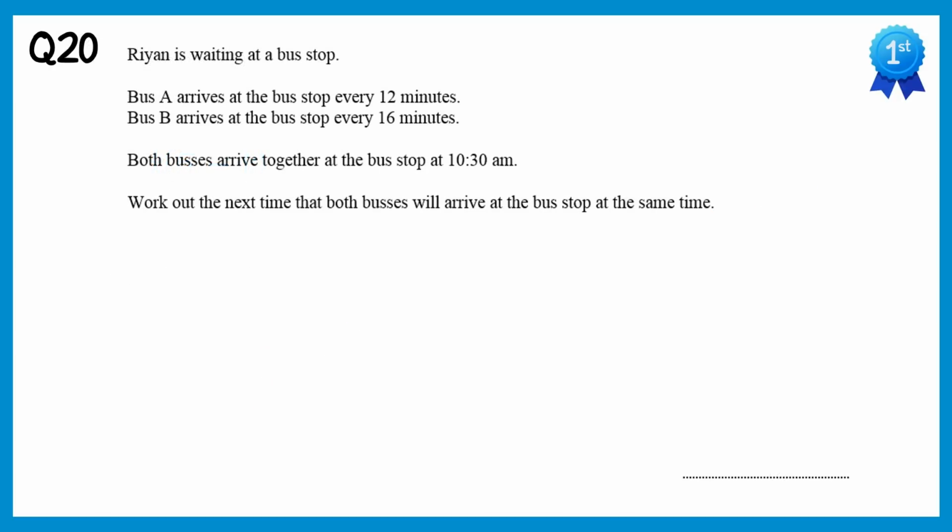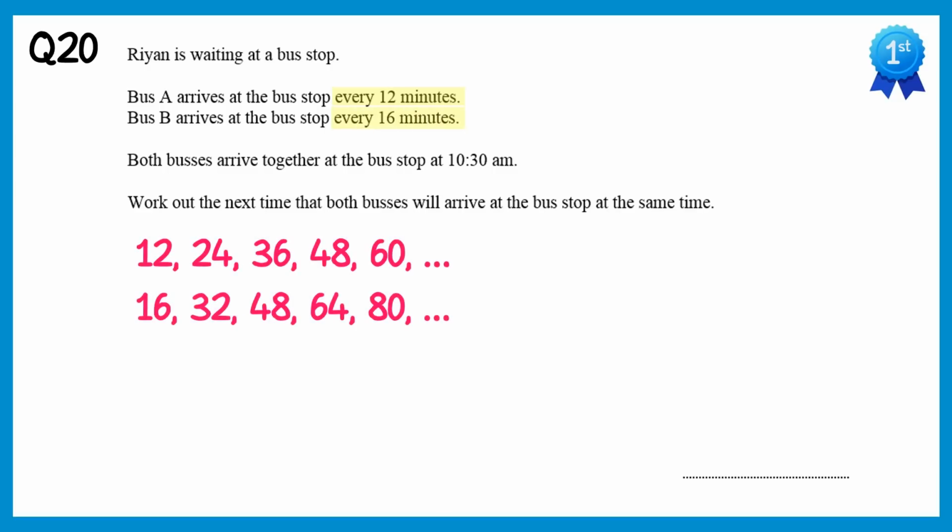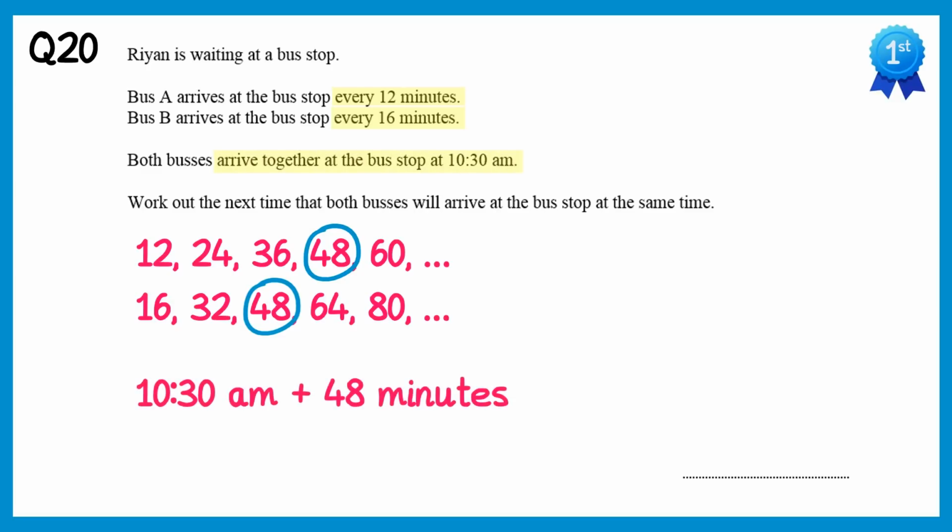If bus A arrives every 12 minutes, we should write down the multiples of 12. And bus B arrives every 16 minutes, so we'll write down the multiples of 16. If you look along both lists and find the first number that appears in both lists, you'll see that's 48. This tells us that every 48 minutes, both buses will arrive together. Since they arrive together at 10:30 am, we can do 10:30 am add 48 minutes to find the next time will be at 11:18 am.